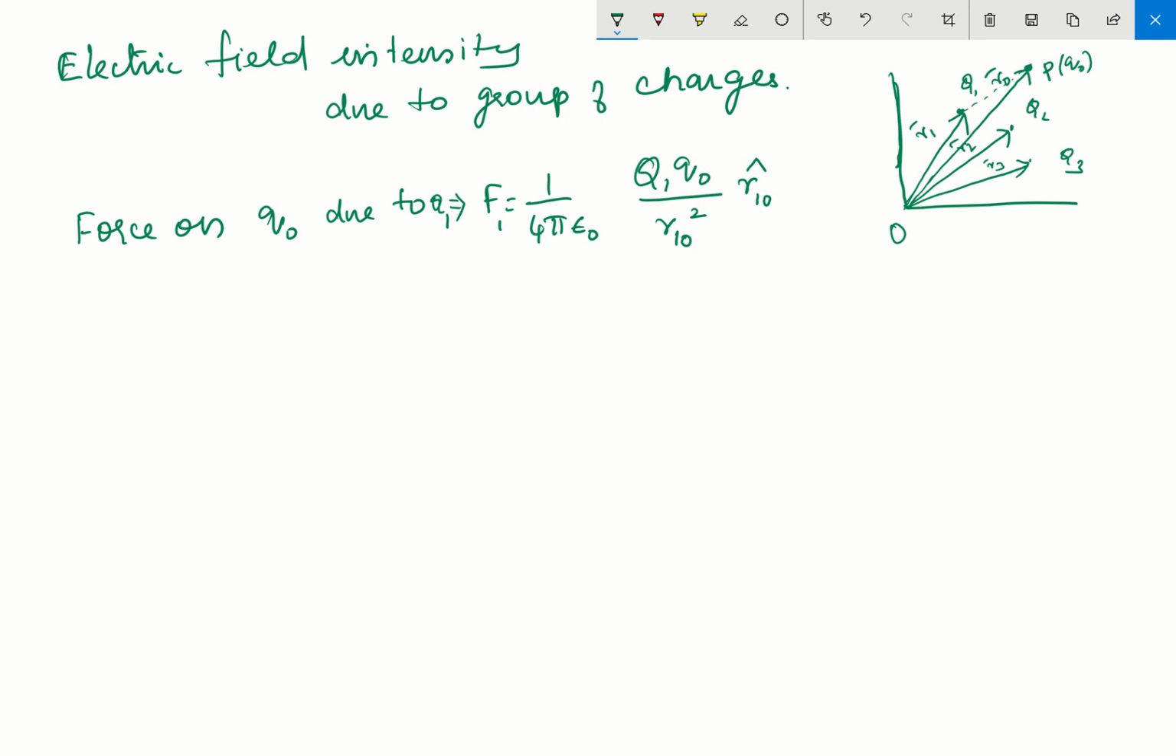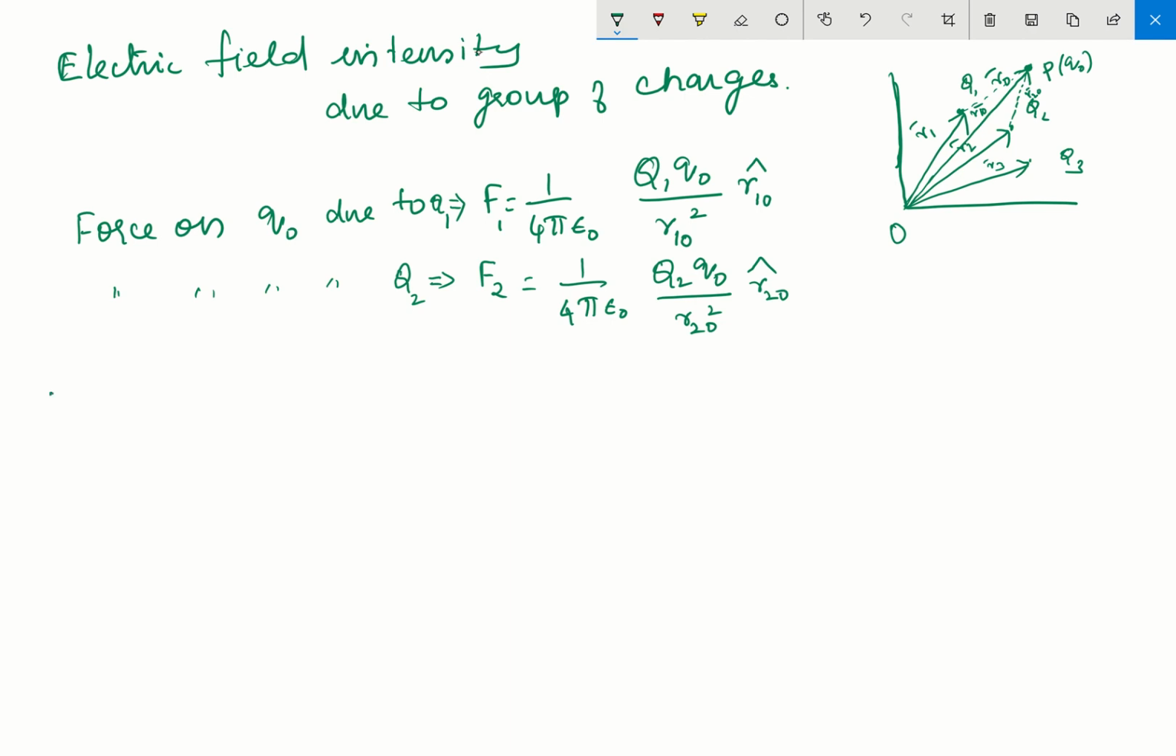Like that, F2 is the force on Q0 due to Q2. That is equal to 1 by 4 pi epsilon naught, Q2 Q0 divided by R20 the whole square, times the unit vector R20. Here the test charge Q0 is positive, and Q1, Q2, Q3, all are positive charges.